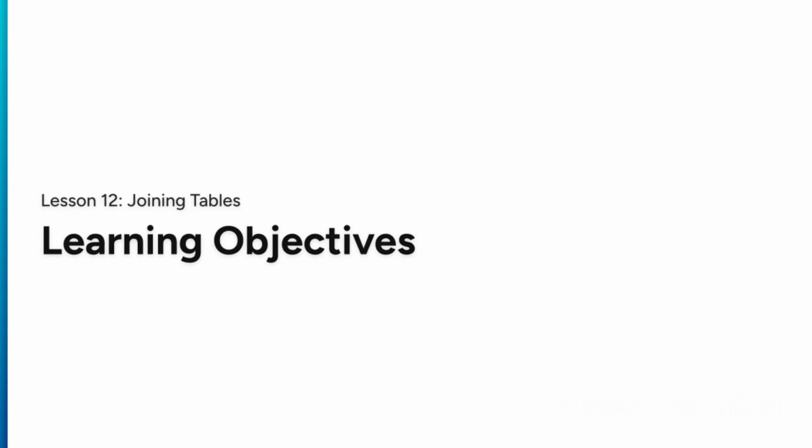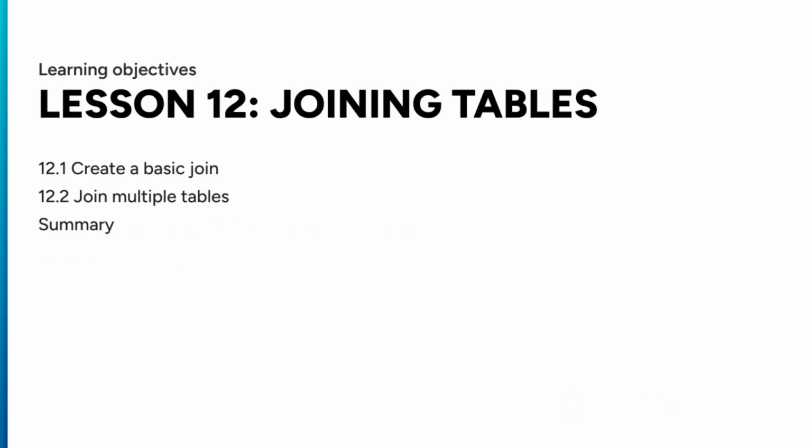Relational databases are built around related tables, and tables are related using joins. In Lesson 12, Joining Tables, we review relational tables and the use of keys to perform a simple join. We look at two different syntaxes for these joins and briefly discuss the pros and cons of each. And finally, we look at joining multiple tables.